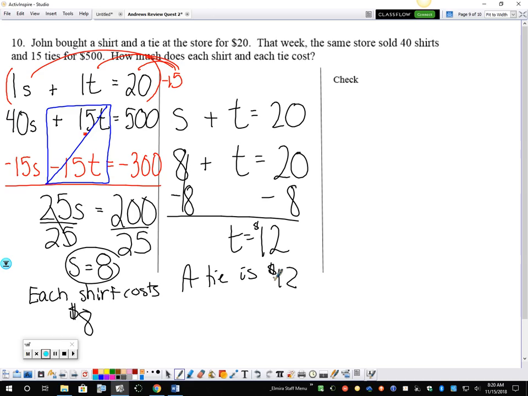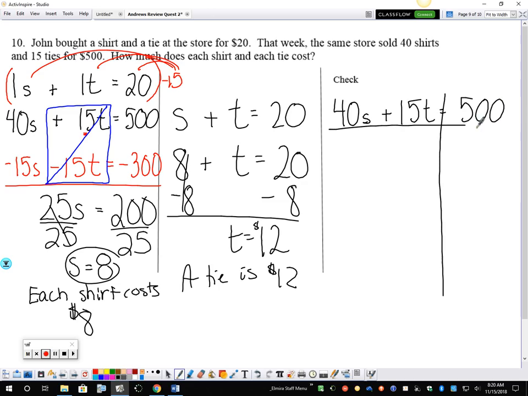So now I can check using my other equation. 40 times 8 plus 15 times 12. Okay, and I'm not going to try to do that in my head right now. So 40 times 8 plus 15 times 12 is 500.